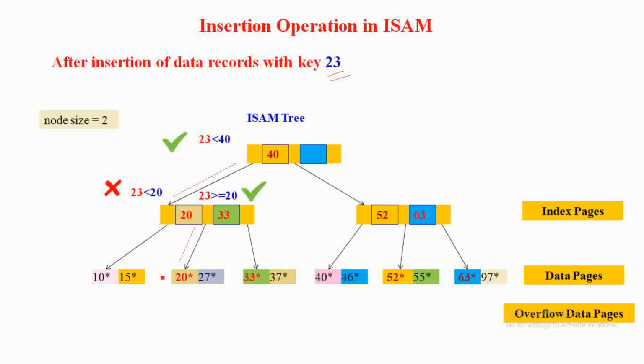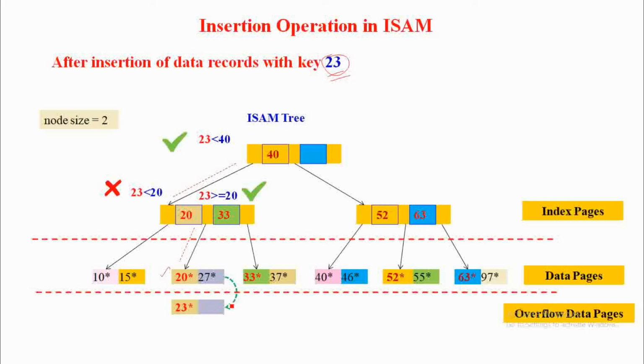Now we reached the corresponding leaf node, but in this leaf node there is no space. That's why what is to be done? An overflow page needs to be created, and in that the record having the search key value 23 needs to be inserted. Now that node must be connected with the pointer. Like this, an insertion operation happens in an ISAM tree.